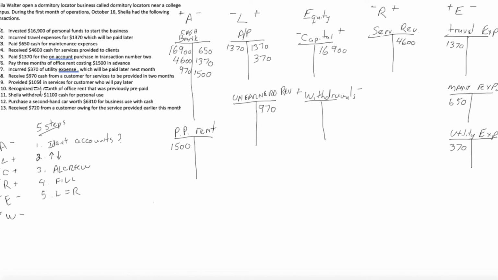Provided $1,050 in services for a customer who will pay later. So again, pay later, right? We know that that's money that we were going to receive later. So customers are going to pay, so we're going to receive it later. So the name of the account is accounts receivable, because it's a good thing. People are going to eventually pay us, right?